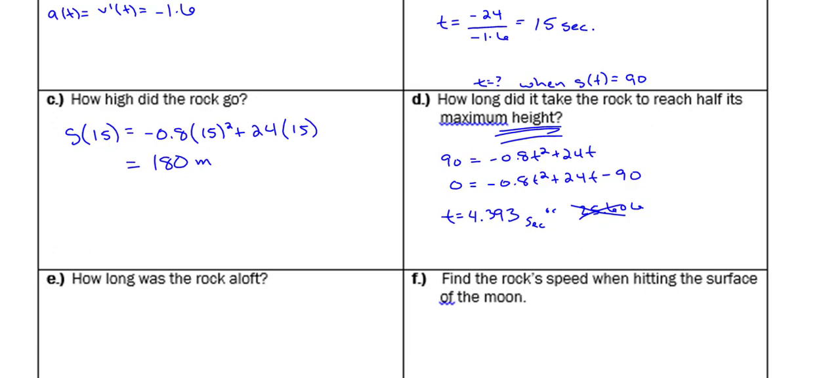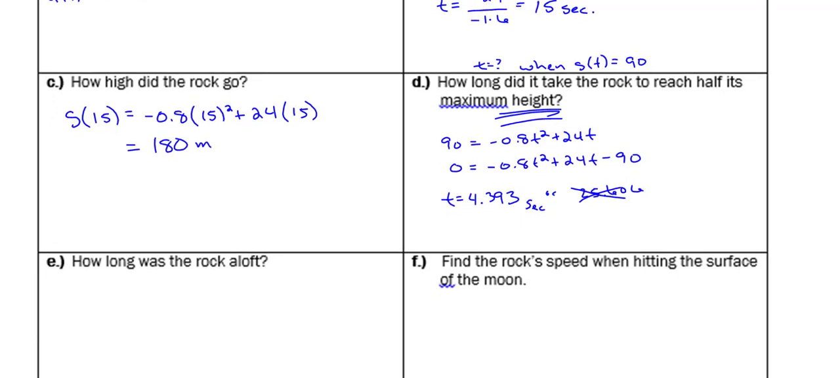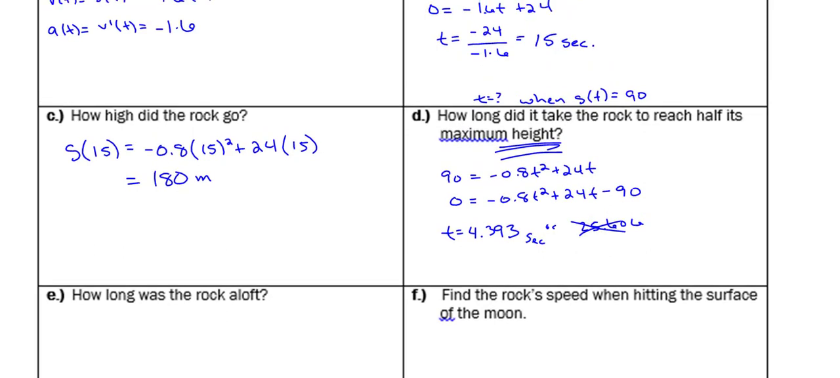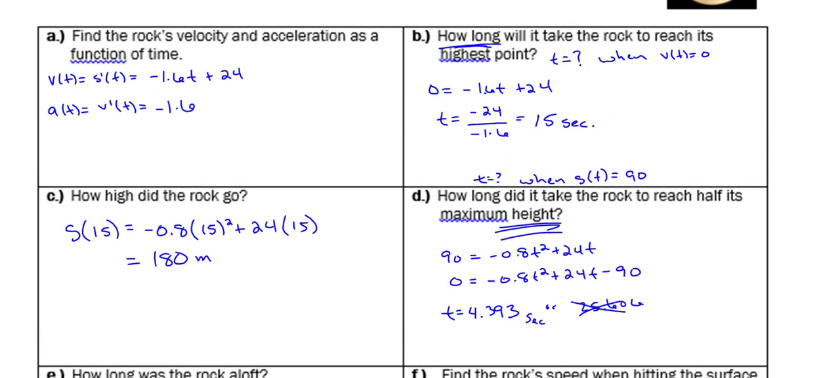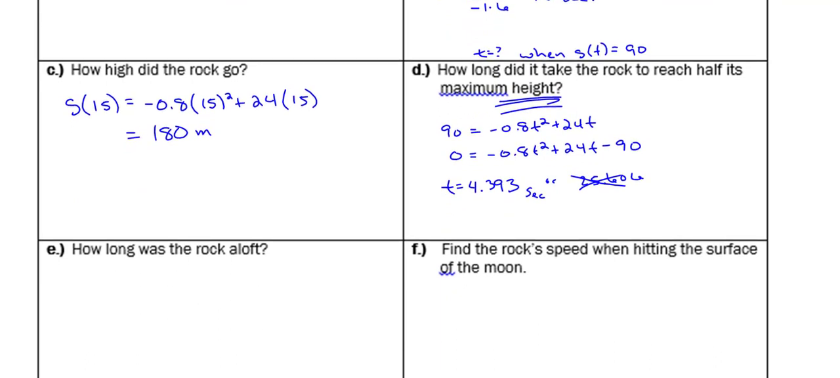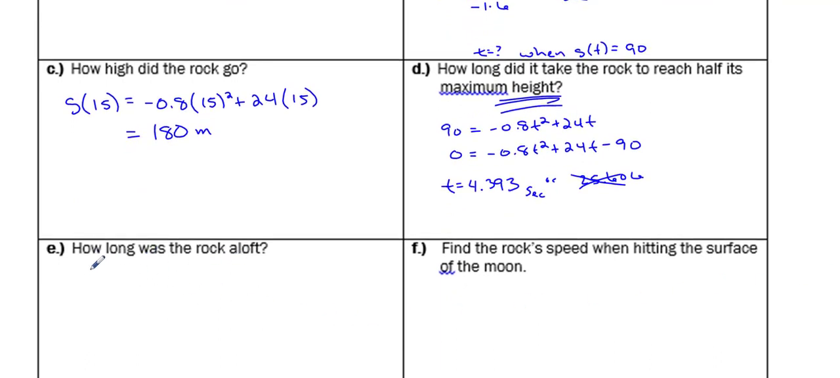How long was the rock aloft? How long was that rock in the air? Well, critical thinking, we think we can come up with the answer pretty quick, right? What should the answer be? What do you got, Kobe? Yeah, it should be 30. Why? Yeah, so it should take 15 seconds to come back down again, right? Okay, so what are we going to do, though? That's when S of t equals 0, right? Well, let's find that.